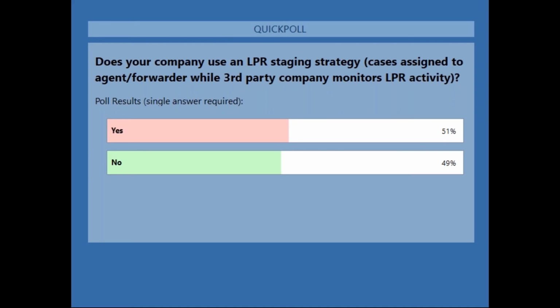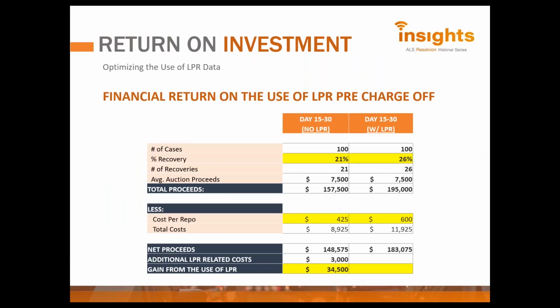Just to wrap things up, and then we'll answer some of the questions at the end, I wanted to share an example with you of an ROI analysis on the use of LPR. So this is an actual real example from one of our client portfolios. Both of these columns and both of these scenarios assume that in day 1 through 15 there was no LPR deployed.